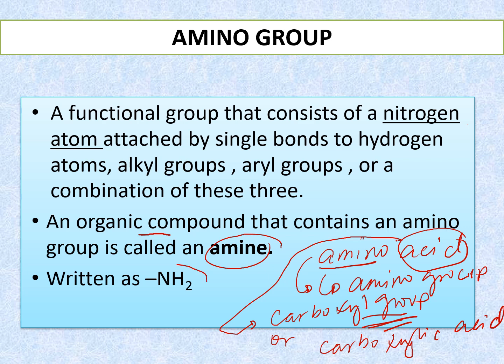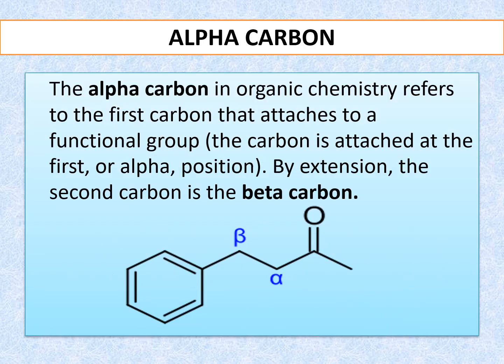So again, your amino group can be written in this way, NH2. Now, the alpha carbon atom is the first carbon atom that attaches to a functional group. By extension, the second carbon is the beta carbon. So for example, we have here a functional group, which is your carboxyl group. And the first carbon atom that is attached to your carboxyl group is known as the alpha carbon atom. Next, adjacent to your alpha carbon atom is your beta carbon atom.